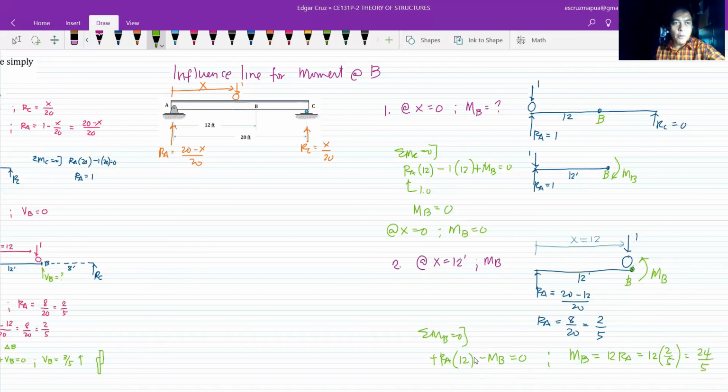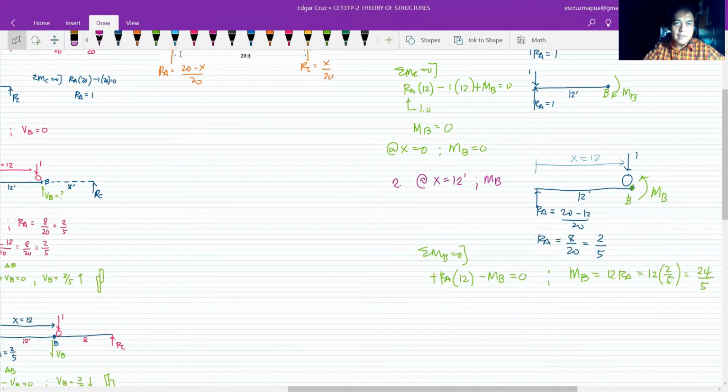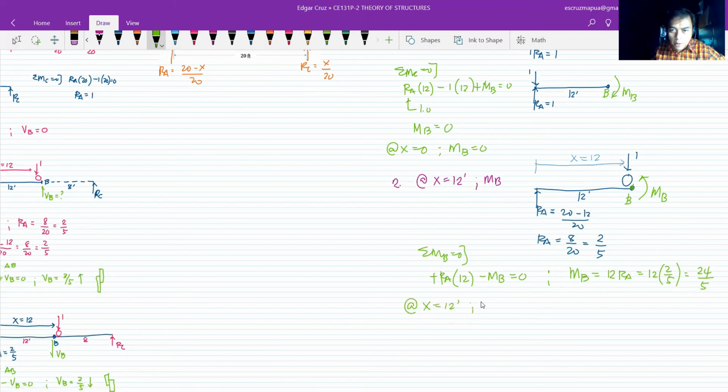Okay? So now, ano ang right sign para sa MB? So we can conclude at x equals 12 feet, the moment at B is equal to what? 24/5, 24/5 is actually 4.8. No? So 4.8, this is 4.8.